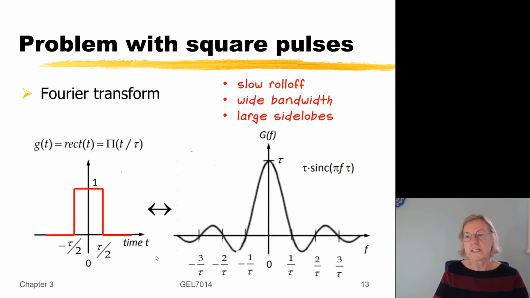There's a lot of energy. The side lobes are large. And so when things go wrong with the channel, things get cut off, the impact is large. And so it's very vulnerable to intersymbol interference.